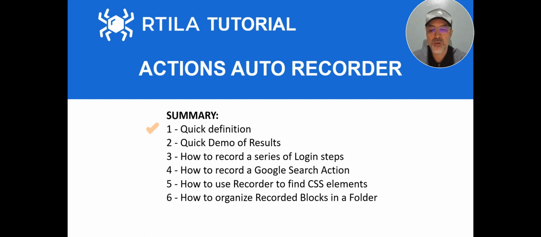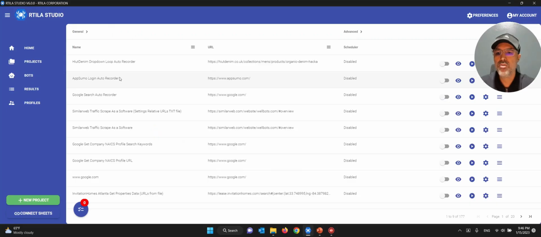But let's look at point two, some quick demos. Now that we know what it does, I will run some automations that I have just recorded just a few minutes ago. Okay, I'm in my projects and I have 3 projects that I created using the auto recorder. So let's look first at the AppSumo.